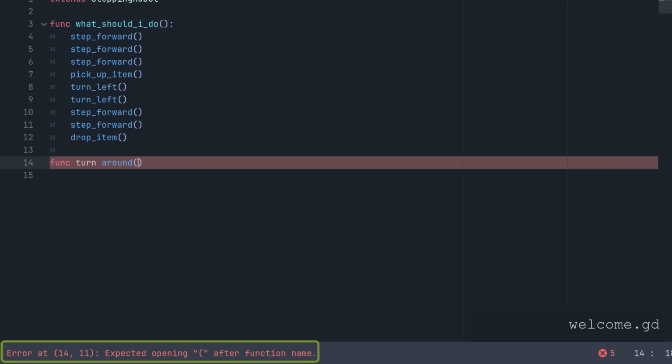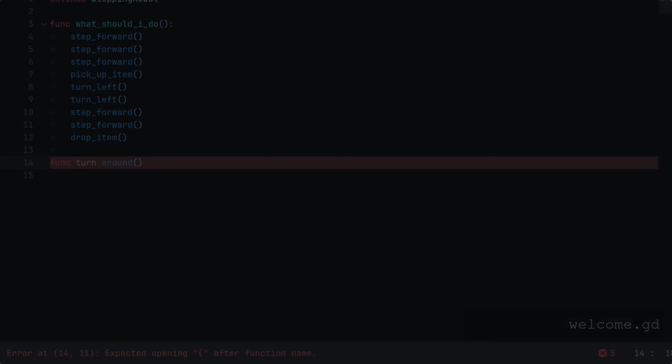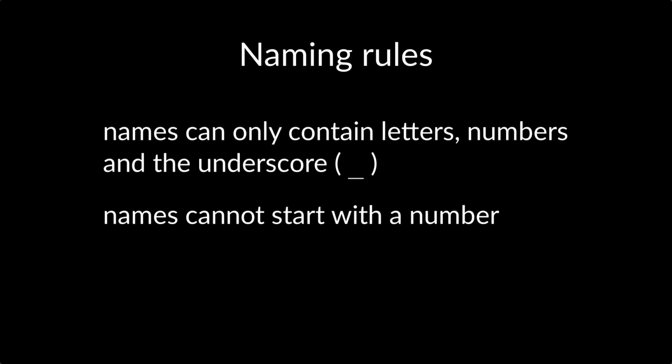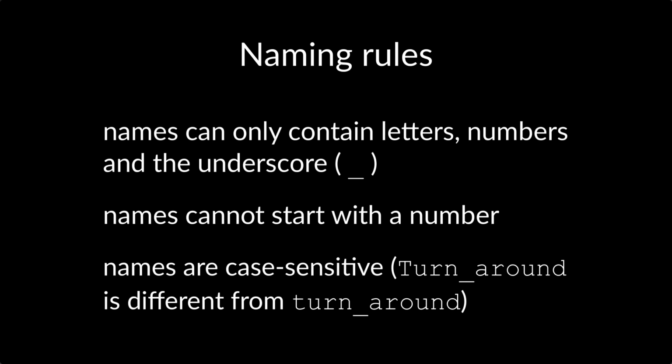And it doesn't seem to help. The reason for this is that in the GDScript programming language, like in most programming languages, there are some very strict rules about how you can name things. The most important rules are that names may only contain letters, numbers, and the underscore. They may not start with a number, and the letter casing is important.